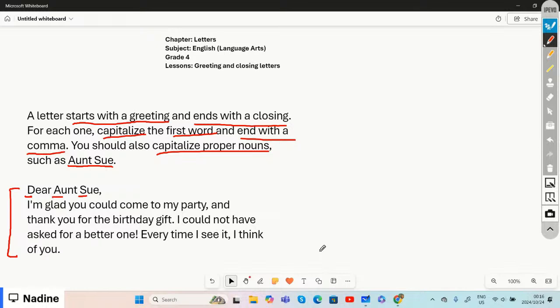And now, let's say, for example, that's the full letter that he wrote to Aunt Sue. Now we need to have a greeting. How are we going to end our lesson?